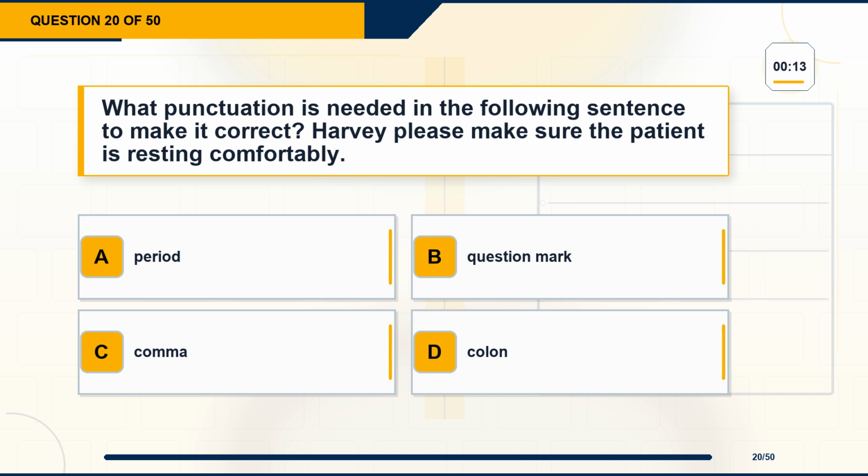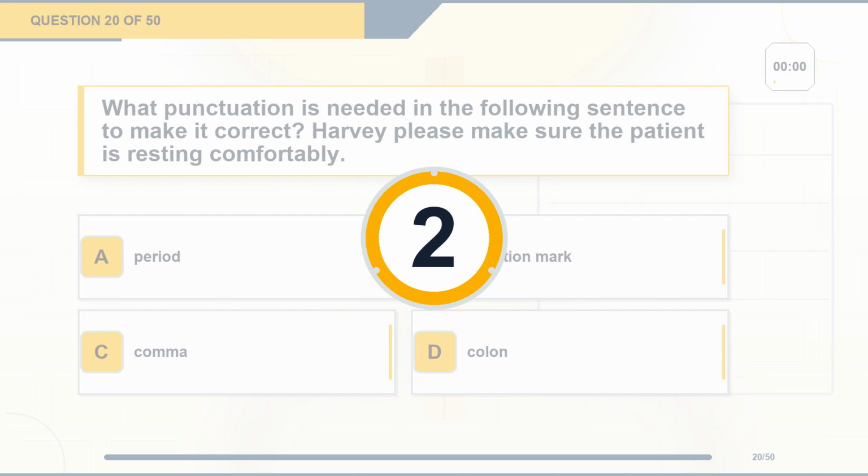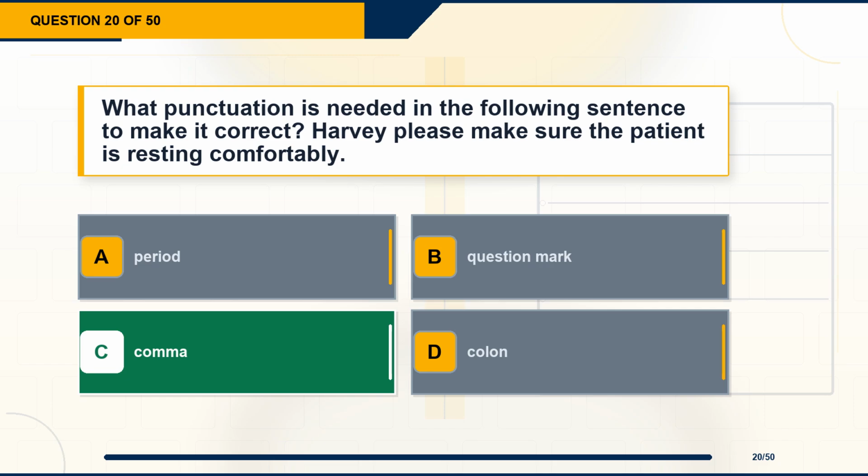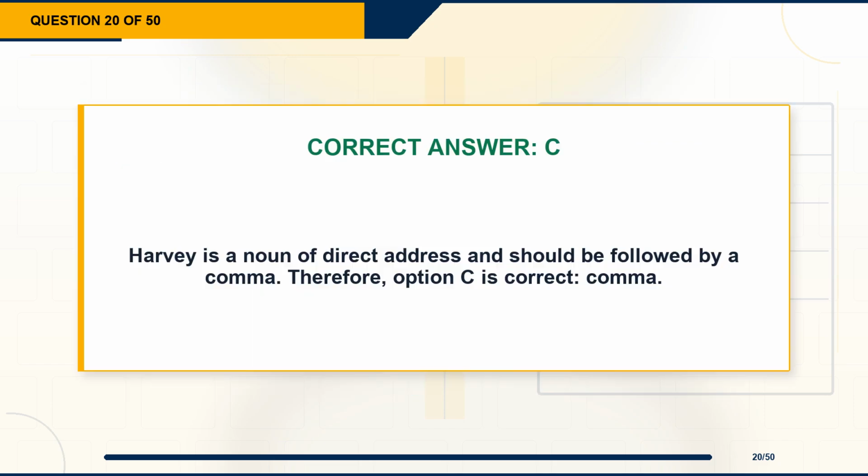Question 20. What punctuation is needed in the following sentence to make it correct? Harvey, please make sure the patient is resting comfortably. Option A, period. Option B, question mark. Option C, comma. Option D, colon. The correct answer is option C, comma. Explanation. Harvey is a noun of direct address and should be followed by a comma. Therefore, option C is correct, comma.